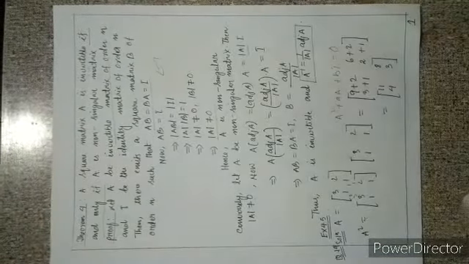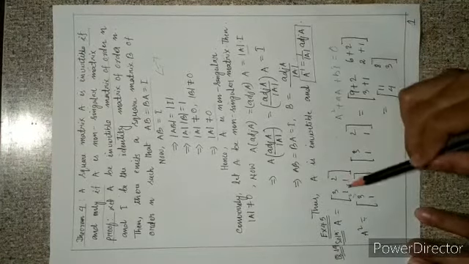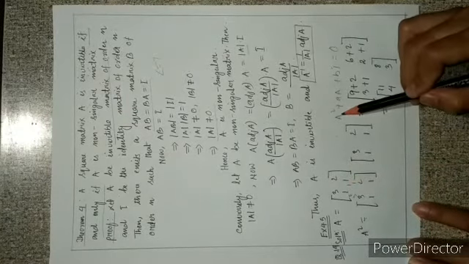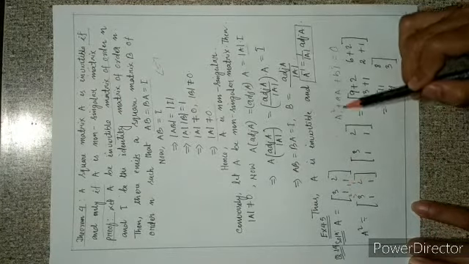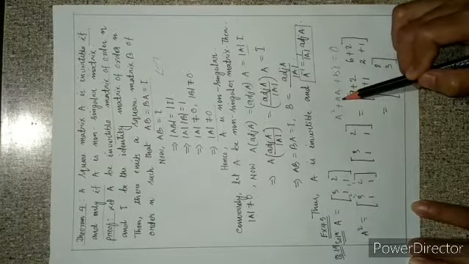Then let's come to exercise 4.5, question number 14. For the matrix A, find the numbers a and b such that the matrix equation A square plus aA plus bI is equal to 0. We need to find the values of small a and small b. Here is a matrix A whose elements are 3, 2, 1, 1.